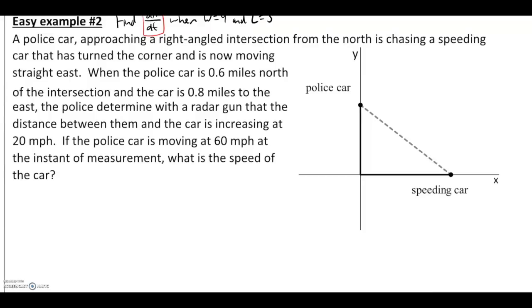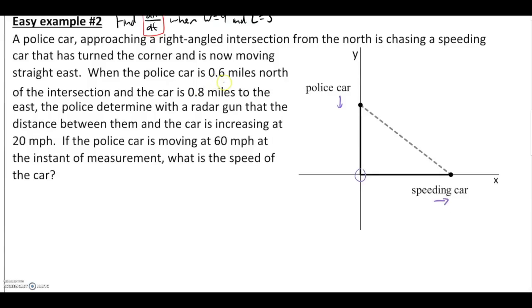And so let's look at one more that's a little bit more straightforward. We have a police car approaching a right-angled intersection, located here, from the north, and he's chasing a speeding car that has turned the corner and is now moving straight east. So the police car is moving this way, and the car is moving this way.